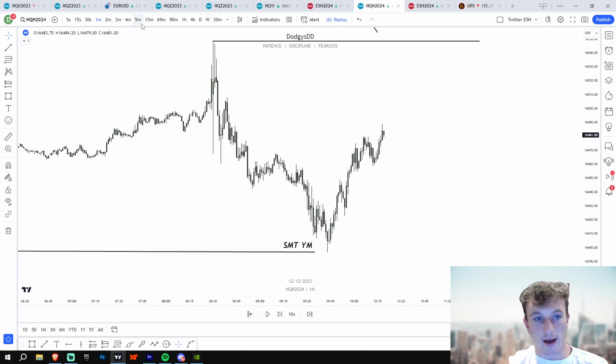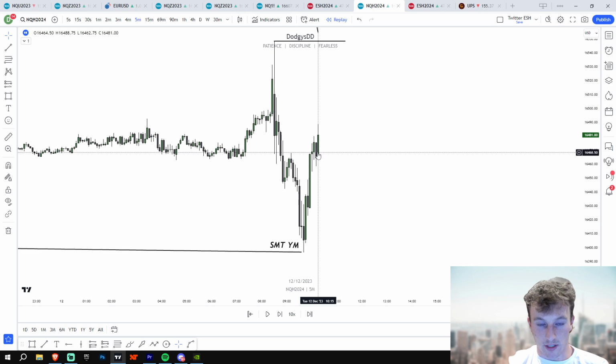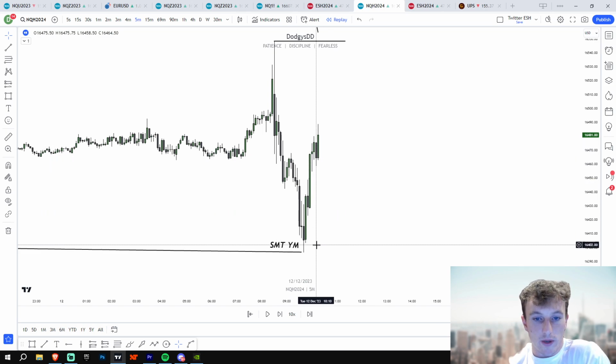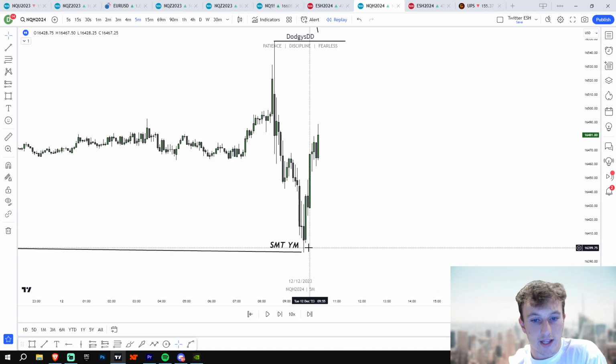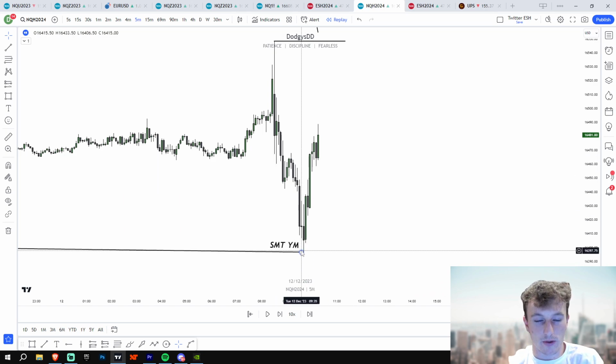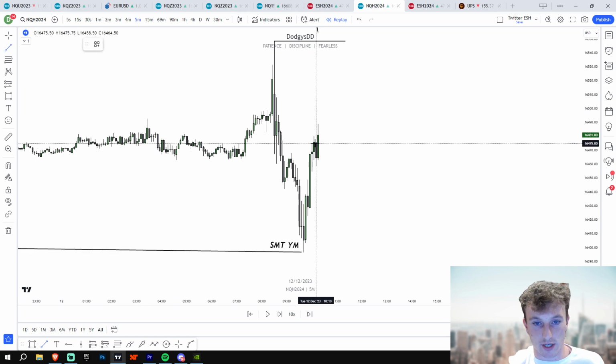So knowing all that, now if I saw the change in state delivery, would this be valid? Well, yes, it would, because we took liquidity down here. We don't have to take liquidity again up here. It's fine that we got our Judas swing. We purged liquidity here. We don't have to take it again. So that's why I said, okay, this would be a valid change in state delivery.